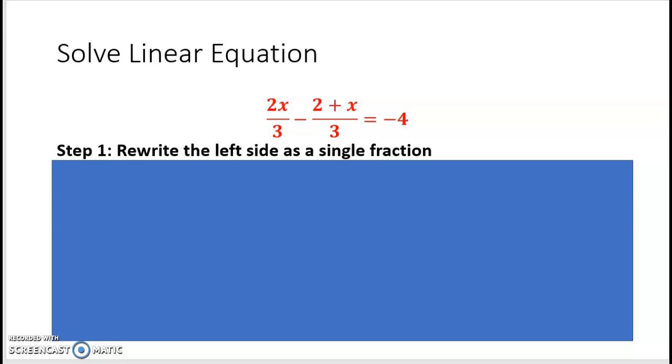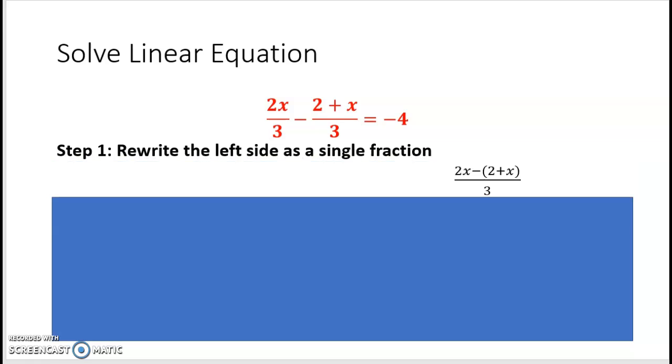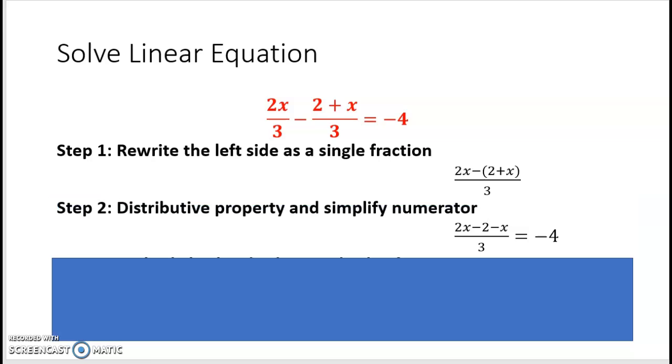So the first step is to rewrite the left side as a single fraction, like a normal fraction, right? So if you guys thought about combining the numerator, because the denominators are the same, you're right. And guess what step 2 is? If you guessed that we use distributive property and simplify the numerator, you're also right.